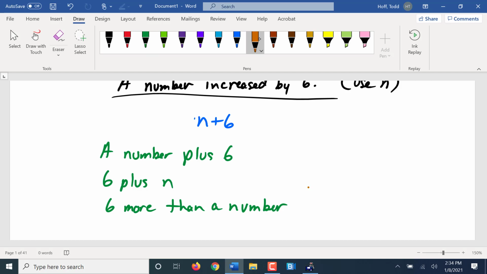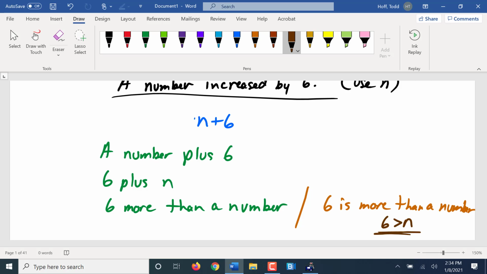Now, not to be confused with 6 is more than a number. How would we write that out in symbols? 6 is greater than or more than a number, using that greater than or less than symbol. Oftentimes, one little word missing or one word being present completely changes that. 6 more than something means 6 is being added to that missing thing. 6 is more than something means it's greater than that thing, being compared to that thing.